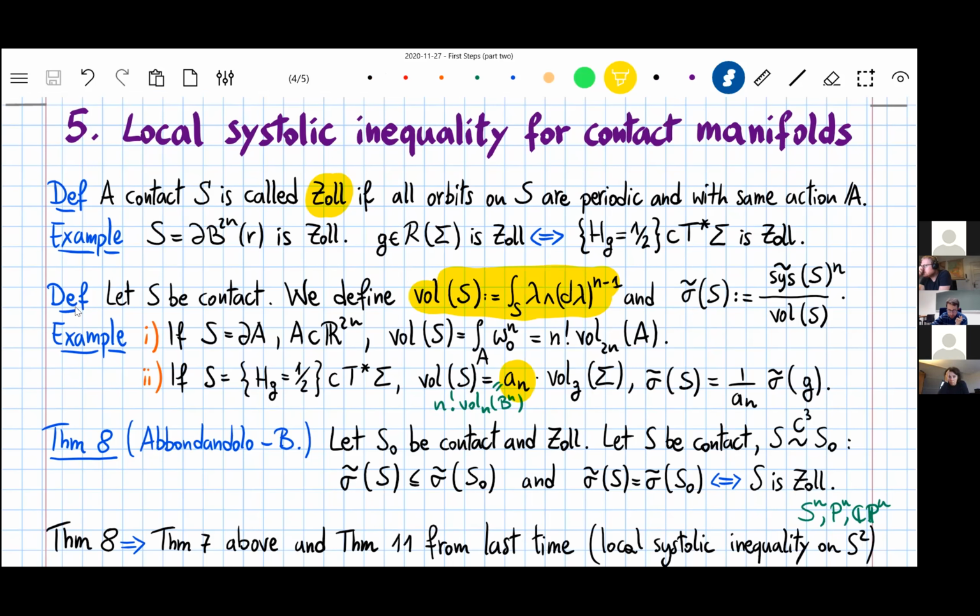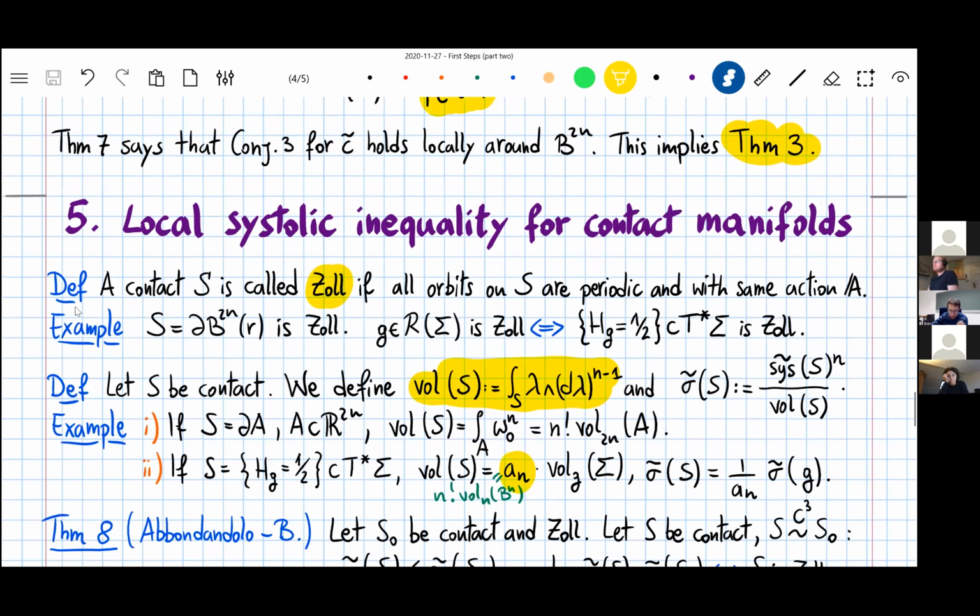And then this local systolic inequality is telling us that Zoll hypersurfaces are local maximizers for this systolic ratio. So it's really analogous to what we saw in the Riemannian case. So if I have a Zoll hypersurface and I perturb it a bit to a contact hypersurface, then the systolic ratio will not be larger than that of the Zoll hypersurface, and equality holds exactly when S is a rescaled Zoll.